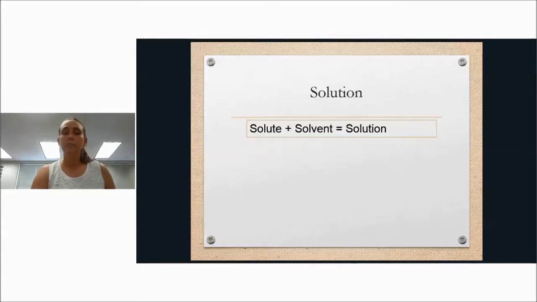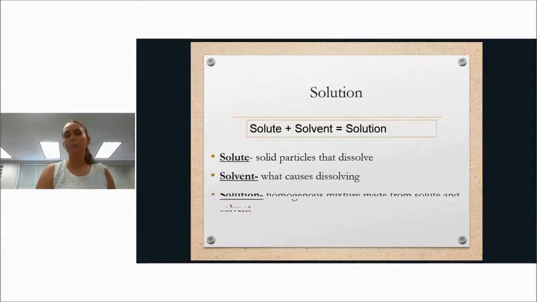And then solutions are when you have something that is dissolved into a substance. So it's a homogeneous mixture made from a solute and a solvent. Homogeneous means it's the same all the way through. You don't see the different parts. In sugar water or salt water, you can't pick out the sugar or the salt because it's dissolved throughout.